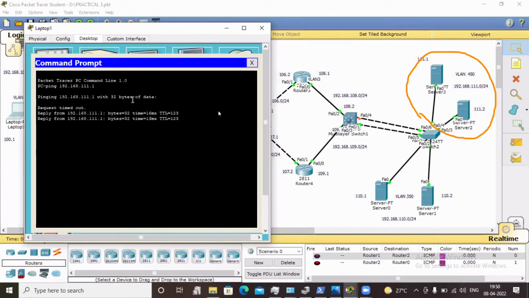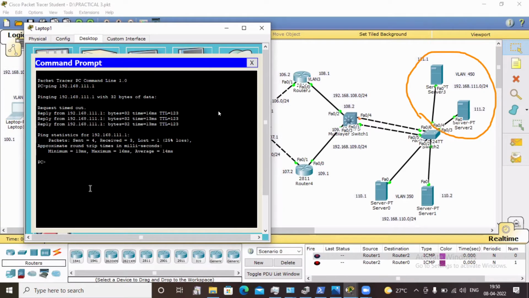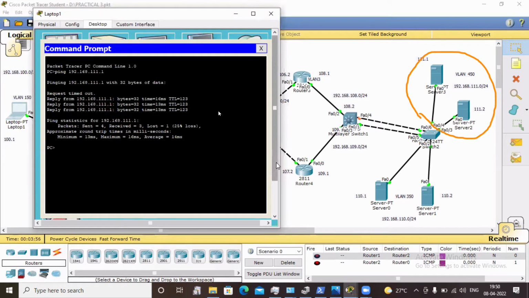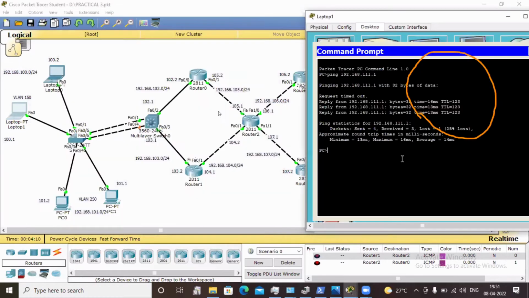No, sir. It's also pinging. It's pinging means it's not working. Yes, sir. Why it's not working, Mukul? Yes, sir. Find out why it's not working. These two machines from VLAN 150 should be blocked from pinging server 3 and server 2. Here we are getting the reply. Yes, sir, it should be blocked.